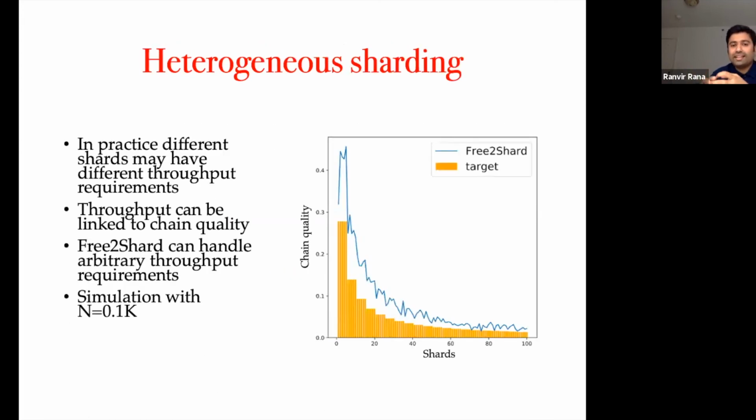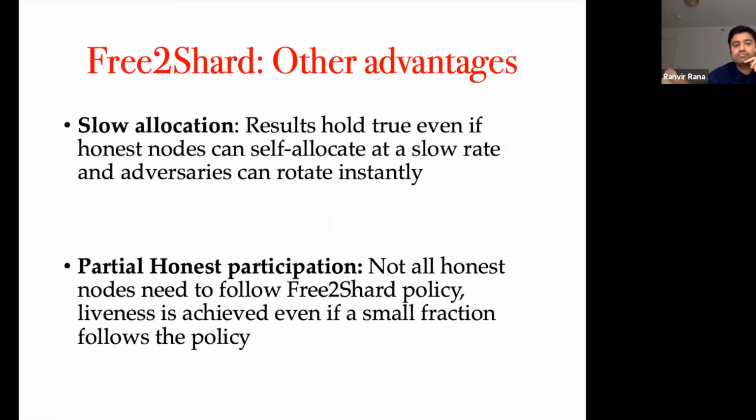We also support heterogeneous sharding. So we can support different throughputs or different chain qualities in different shards by appropriately adjusting the target value in our DSA algorithm. Other advantages are, we allow slow allocation. So honest nodes can allocate at a much slower rate compared to the adversary.